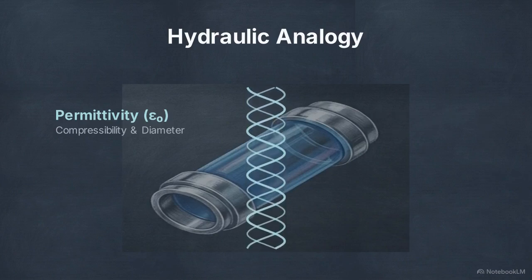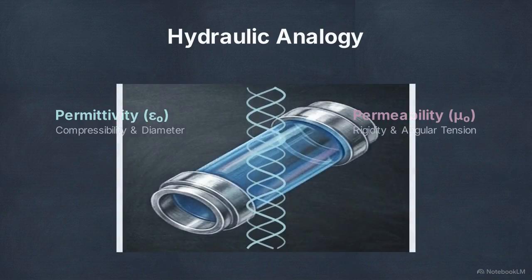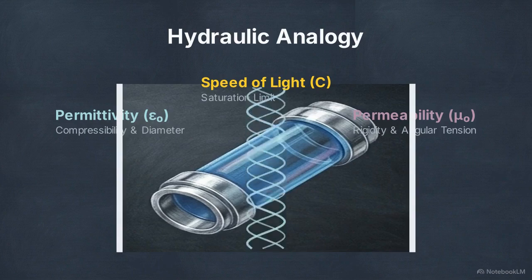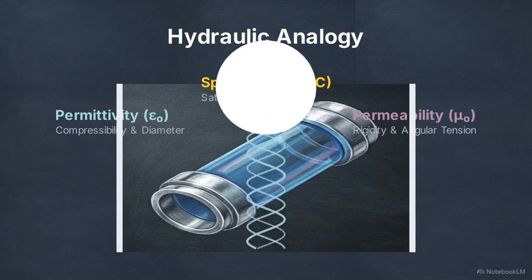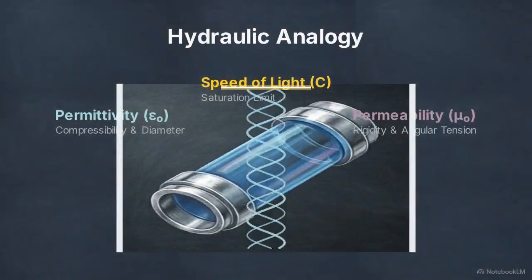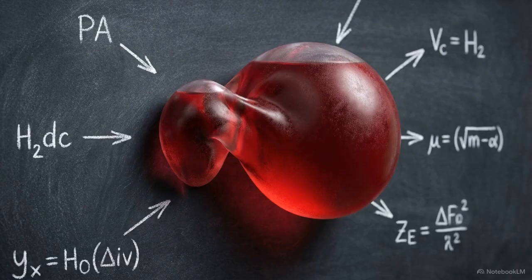Permeability represents the membrane's angular tension, or rigidity. A stiffer wall resists bending and stores more tension within the fabric itself. The speed of light, c, represents the maximum rate at which information can propagate through this medium. It is a boundary determined by the specific compressibility and rigidity of the spacetime membrane. Mass emerges when this flow encounters a local obstruction, or kink. This kink stores angular tension across a delay, creating the physical resistance we measure as mass.